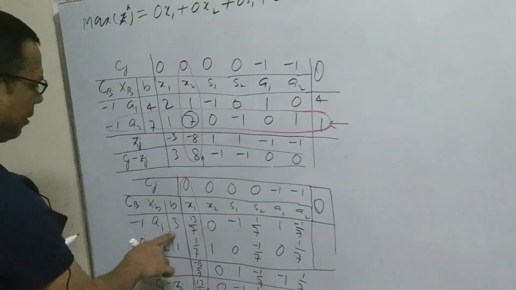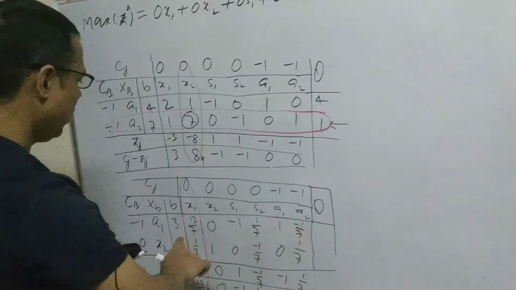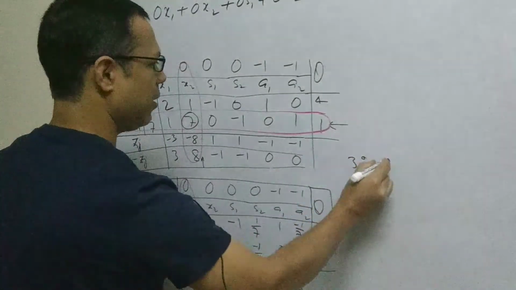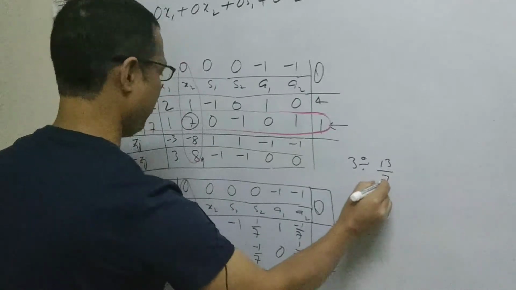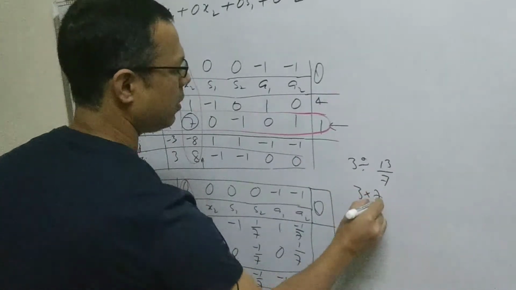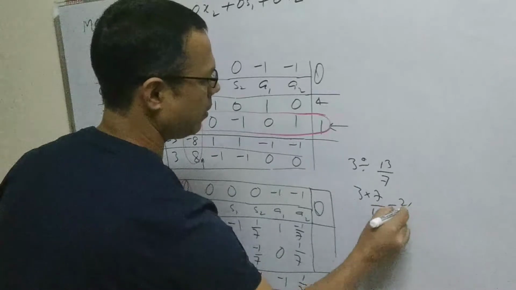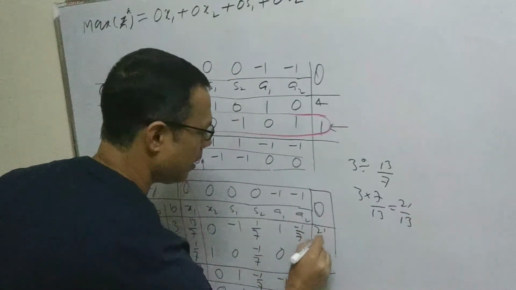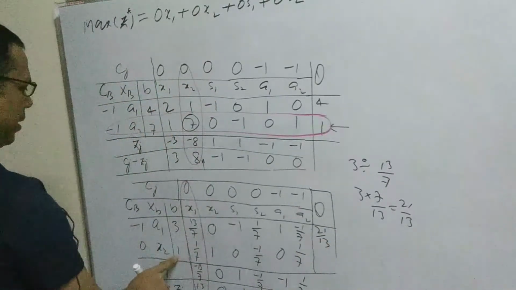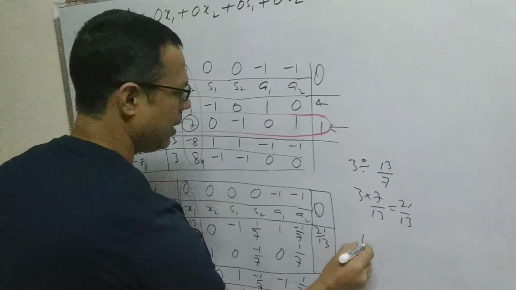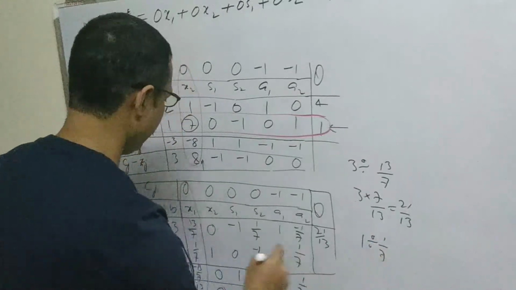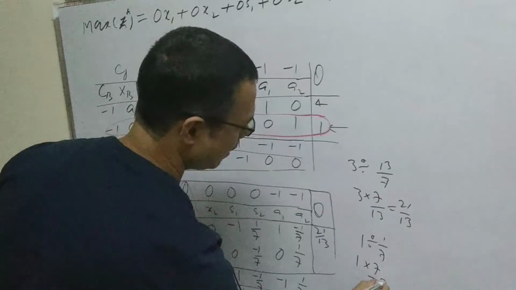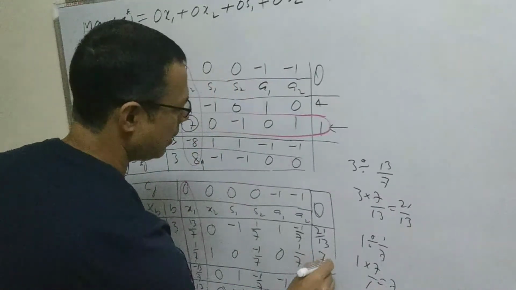So now we will see the ratio. So 3 divided by its respective key column elements, 13 by 7. It means 3 into 7 by 13, 21 by 13. So here we need to write 21 by 13, and simply 1 divided by 1 by 7, its respective key column elements. So 1 into 7 by 1, that is 7. So you need to write here 7.